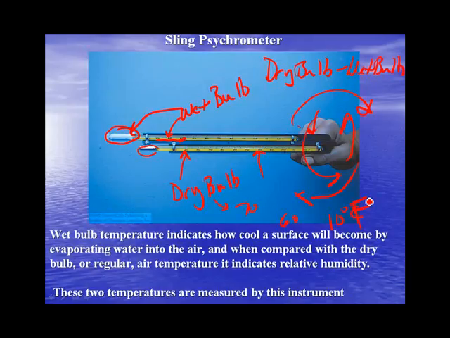And so from that, we can look at a table of what we call depressions or differences, and we can actually figure out the relative humidity. So it's an indication of the amount of moisture. The more evaporation that occurs, the more cooling we'll have on the wet bulb. Okay? So if there's more evaporation, we'll have more cooling, which means the air is drier. If there's hardly any movement at all, in other words, there's very little evaporation going on, there's very little cooling, then that means this particular wet bulb thermometer will not decrease in temperature.